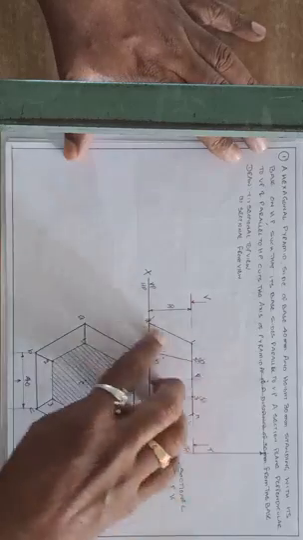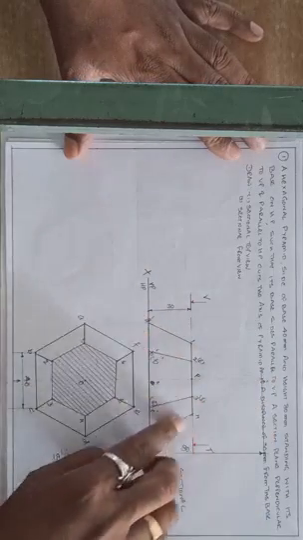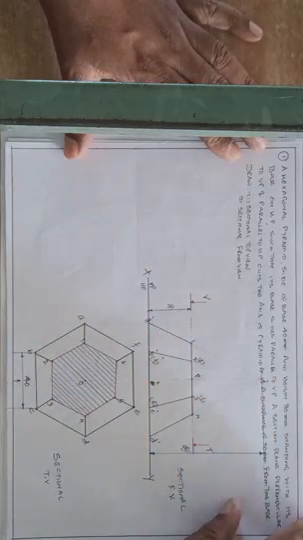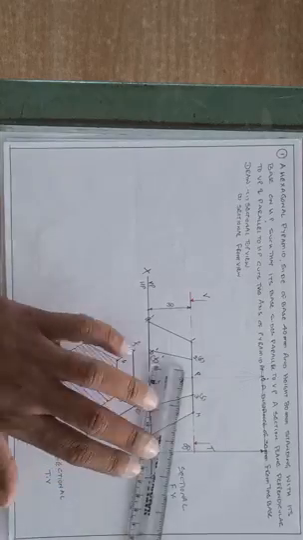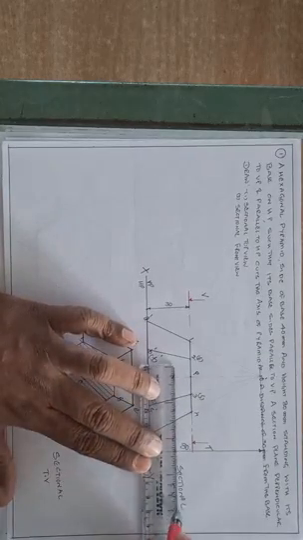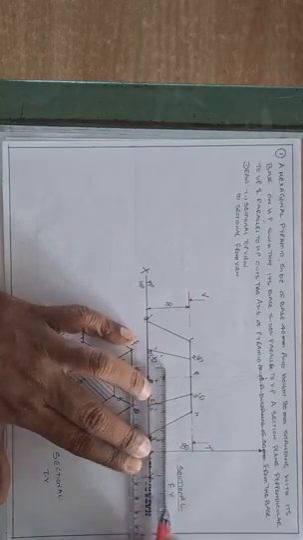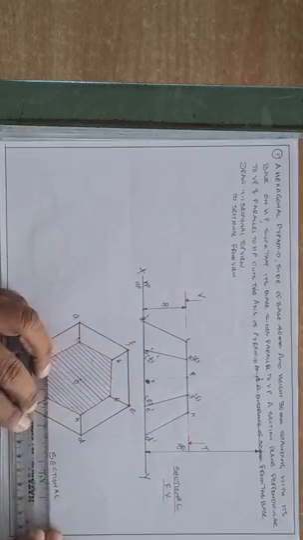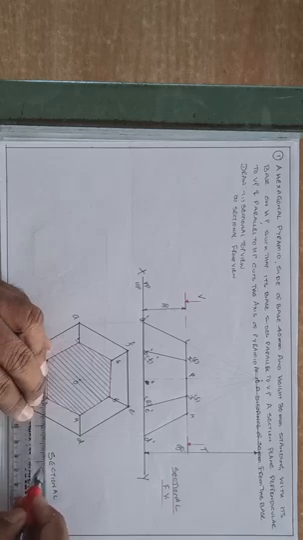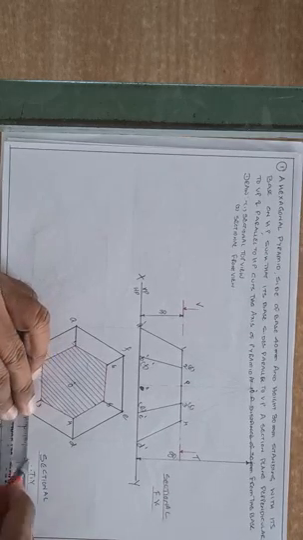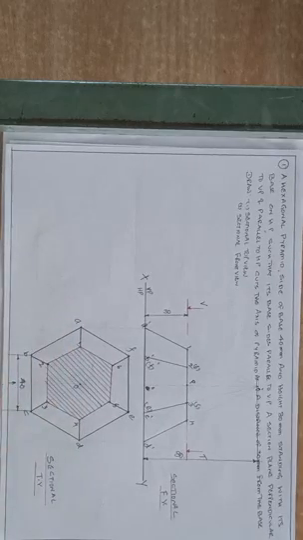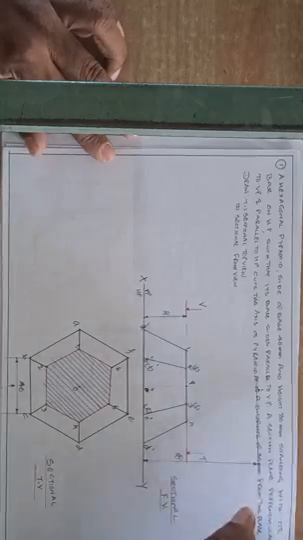Before and after sectioning, only the remaining portion should be made with thick lines. Okay, I hope you have understood this. And so these lines make thick line. Okay, so that is the hexagonal pyramid.